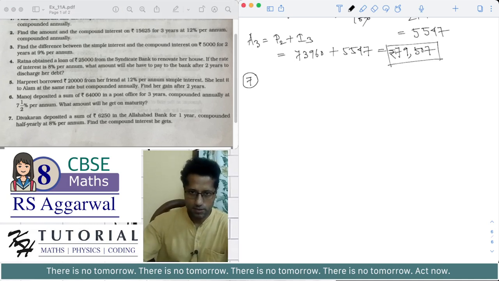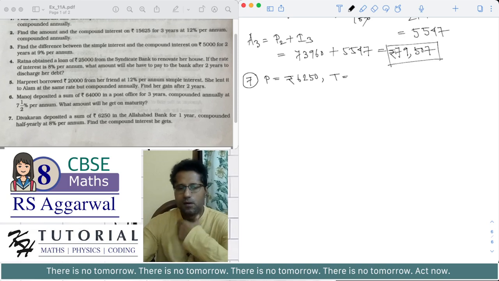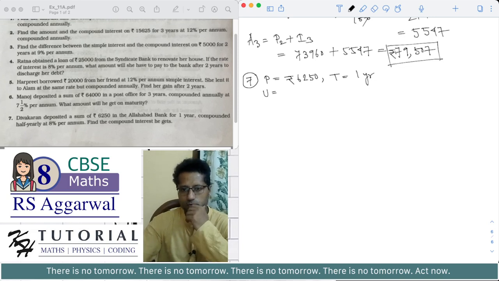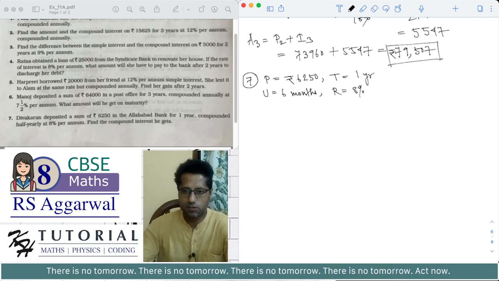Okay, so in this case, the original principal is rupees 6250, and it is deposited for 1 year. That is, the total time is 1 year. Also, the interest is compounded half yearly. So the unit of time is equal to 6 months. The rate of interest per annum is given to be 8%.